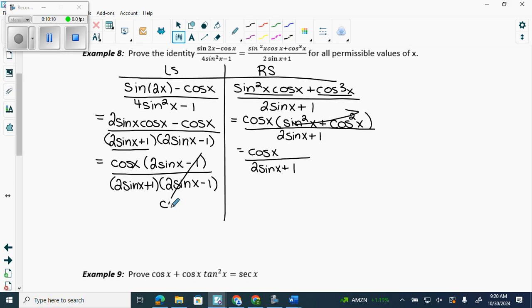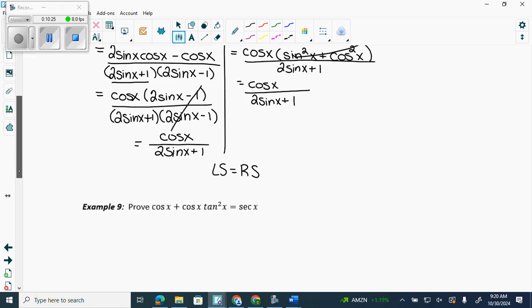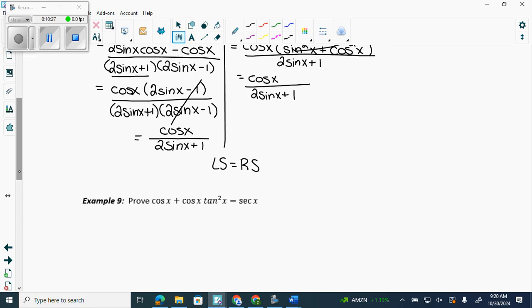So they match. Cos x over 2 sine x plus 1. It's really like an emotional roller coaster proof. Left side equals right side. And you just hope that your car stays on the tracks, you know?